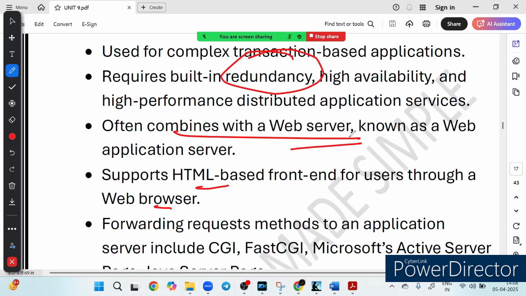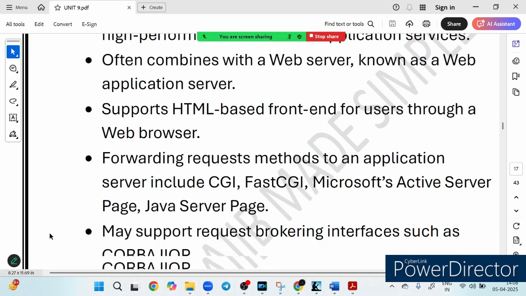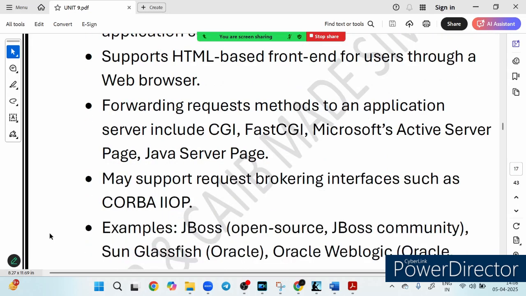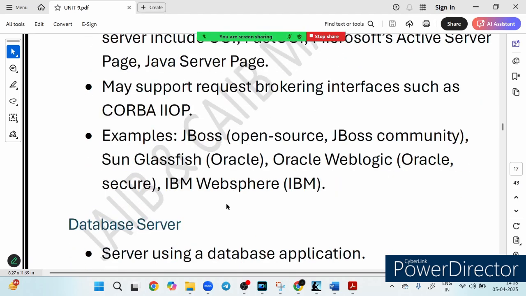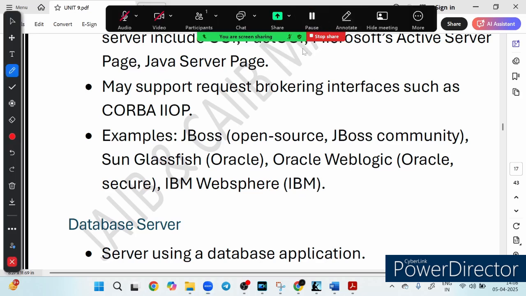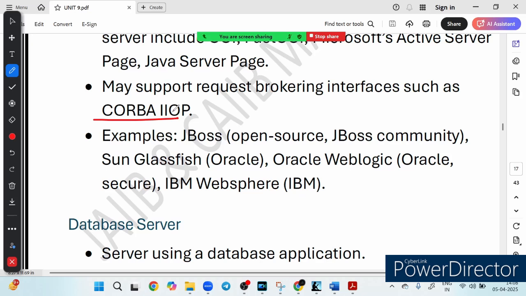The web server handles your request, passes it to the application server, which does the heavy lifting and returns the result. Some common technologies that help with passing the request are CGI, FastCGI, Microsoft Active Server, and ASP, which is given by Microsoft, and Java. The middleman can even use advanced technology like CORBA. This CORBA is an advanced technology which the application software can use to broker communication behind the scenes.